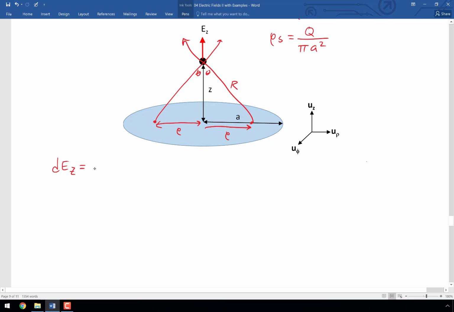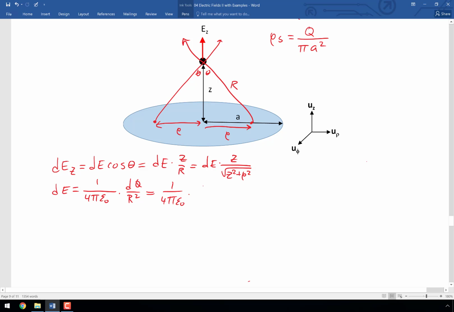dEz is equal to dE cosine of theta, and that's equal to dE times z divided by r, which is dE times z divided by the square root of z squared plus rho squared. dE, the overall dE, is just going to be 1 over 4 pi epsilon 0 times dq over r squared. And we can replace the dq, so 1 over 4 pi epsilon 0 becomes rho sub s times the surface area ds divided by r squared. And then I can write it out as the full integral.